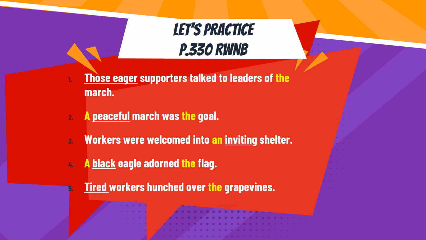A black eagle adorned the flag. A is an article. Black is describing the eagle. So black here is, yes, black is an adjective. Also, we have the flag. I was specific about the flag, so the is an article. You should underline it twice. Tired workers hunched over the grapevines. Tired is an adjective describing the workers, and the is an article.